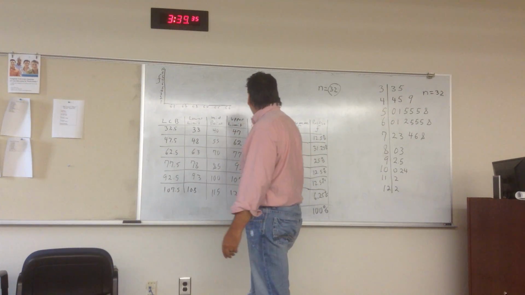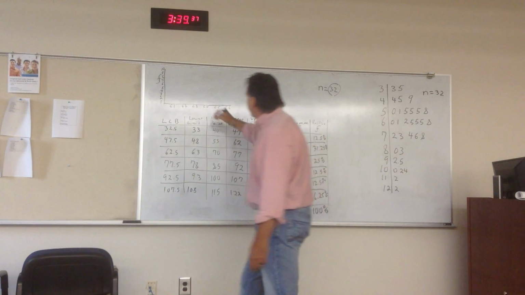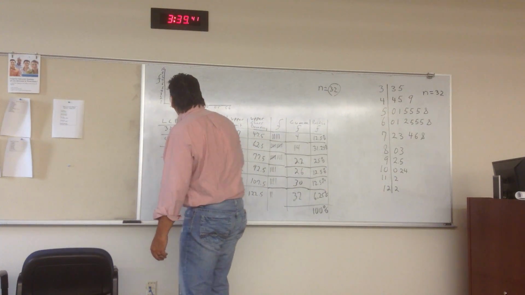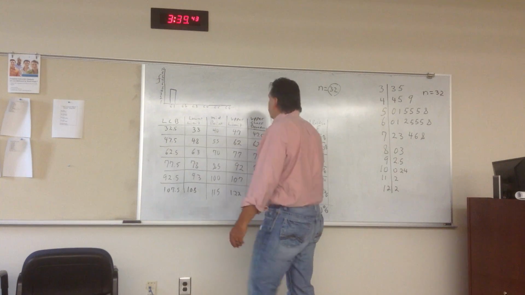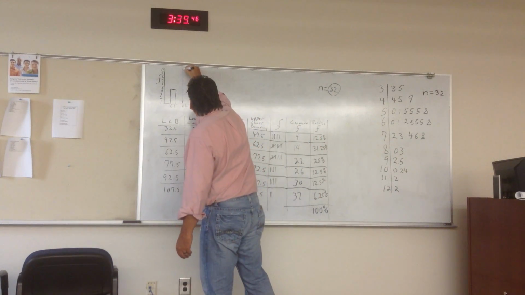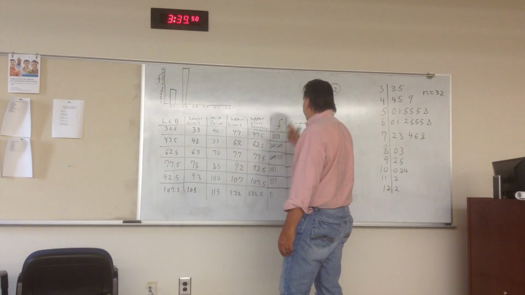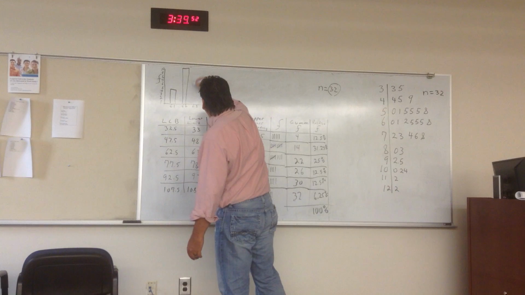So class 1 had a frequency of 4. So I'm going to draw my bar all the way up to 4 for class 1. Class 2 had a frequency of 10. So I'm going to go all the way up to 10 with my bar. And then class 3 had a frequency of 8. I'm going to look at 8, plot 8 here. So it looks to be about right here.